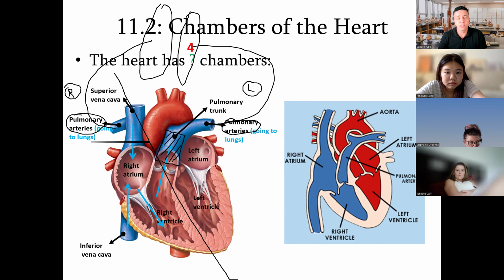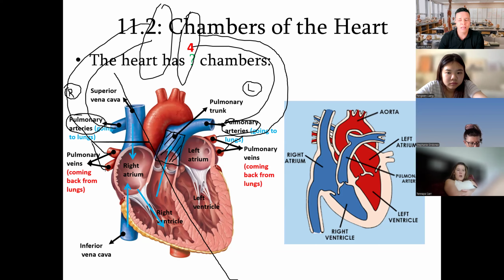And now this blood, this oxygenated blood, needs to return to the heart. It's going to return to the heart through what we call the pulmonary veins. And again, these are bilateral. We have the left pulmonary veins and we have the right pulmonary veins.